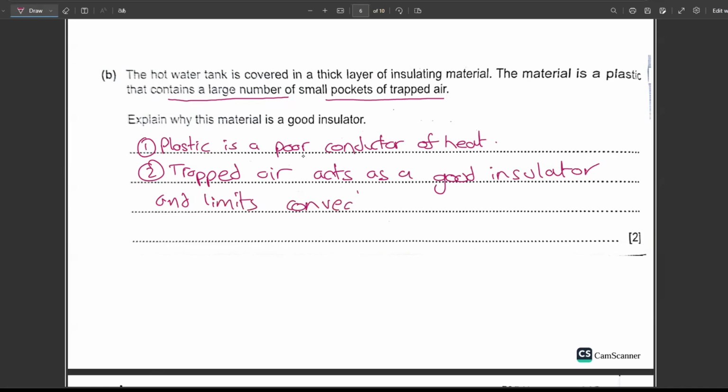limits convection currents. So this marks the end of theory past papers for modes of heat transfer. If you have any questions, you can ask.